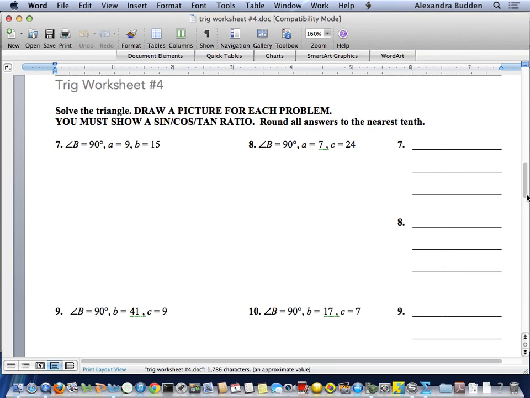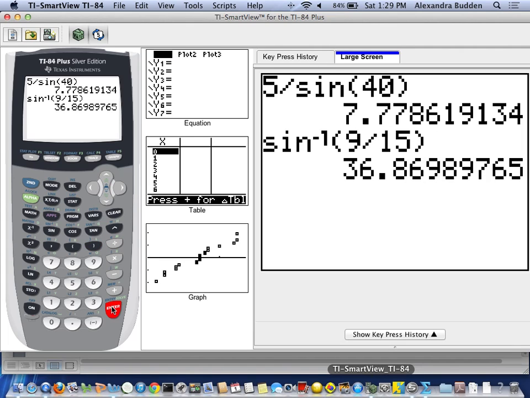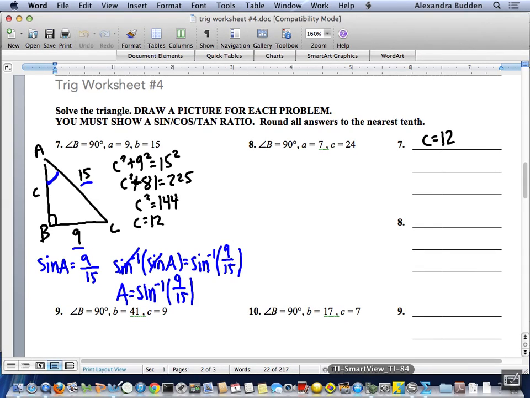Let's go back to our calculator. Remember, to get the inverse, do second sine of 9 divided by 15. So angle A is about 36.9 degrees.